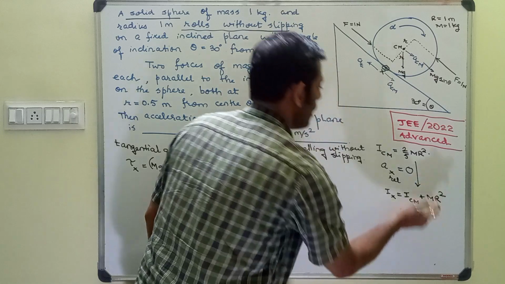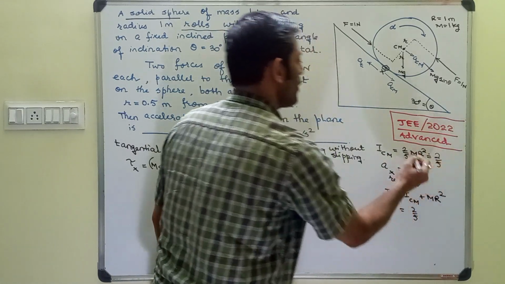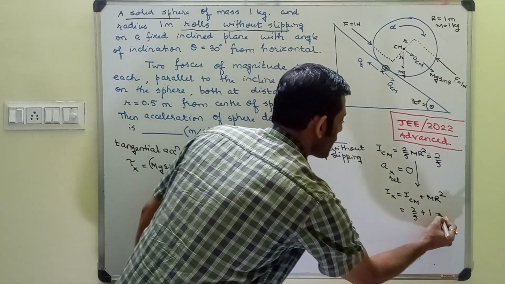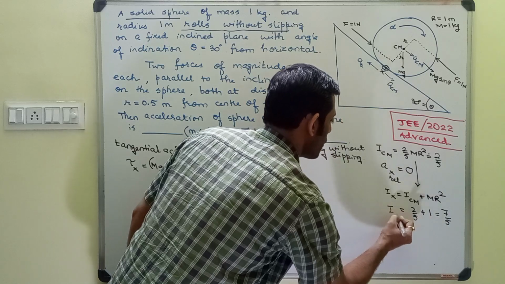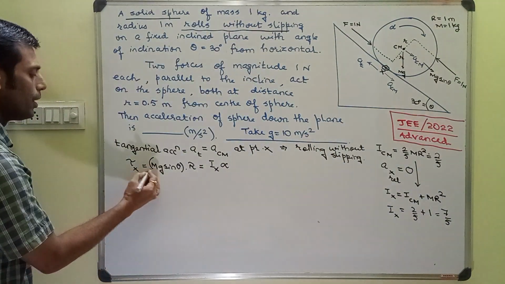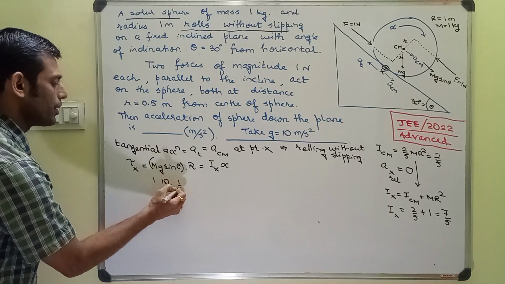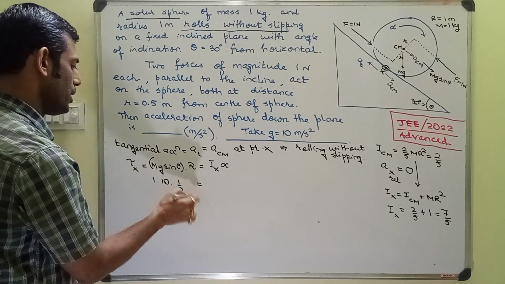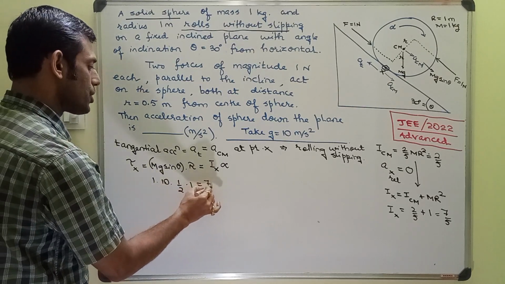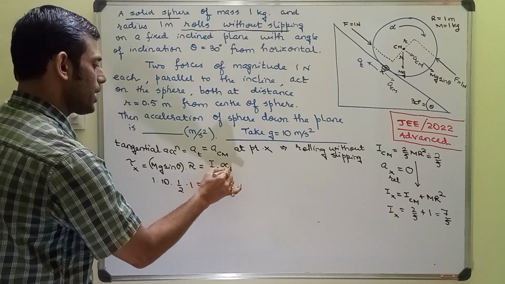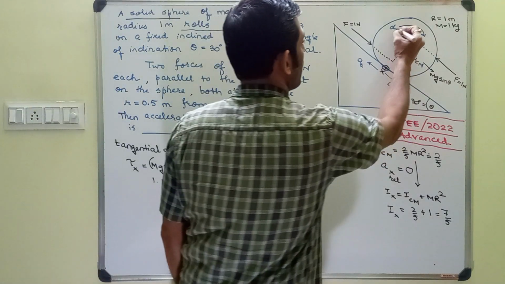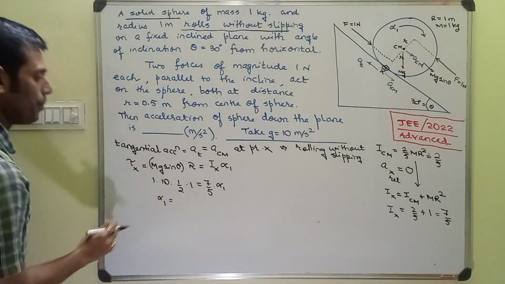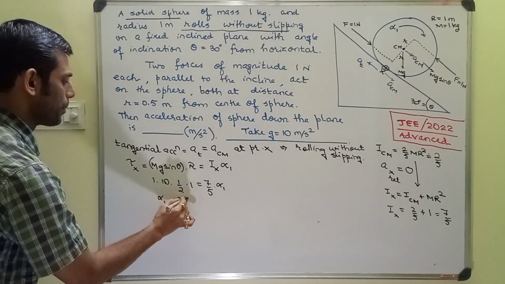2/5, because m and R are both equal to 1 each, plus mR squared, again 1. So that makes it 7/5 for I of x, and therefore this is 1 times 10 times sin theta, which is half, into R, and the radius is equal to 1. This is 7/5 times, let's say, alpha 1. Let's say this is alpha 1, produced due to the weight. So therefore, alpha 1 is equal to how much? This is 5, 5 by 2 times 5 over 7, which is 25 by 7.